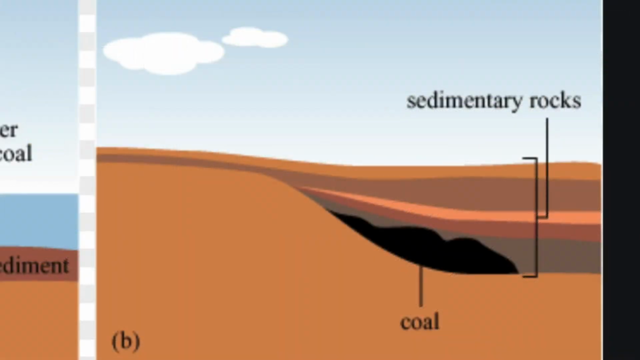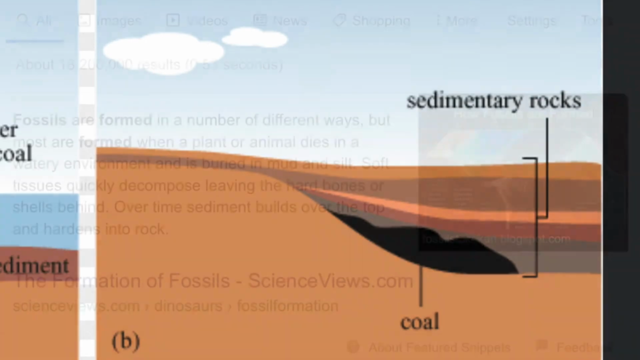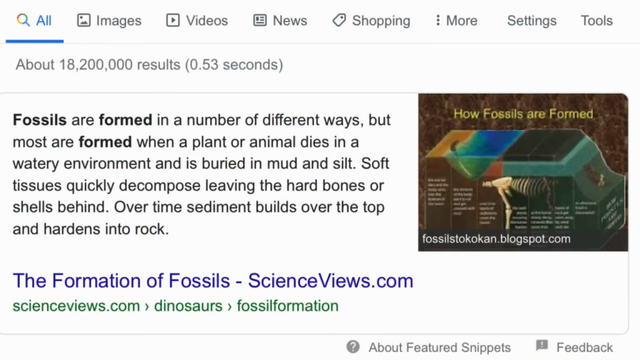Now, what you can see up here where the sedimentary rocks have gathered, that's where they have found fossilized dinosaurs in those sedimentary rocks. It usually always has to do with water. Now, fossils can be formed in a number of different ways, but the best way is with water, in a watery environment buried with mud and rocks.